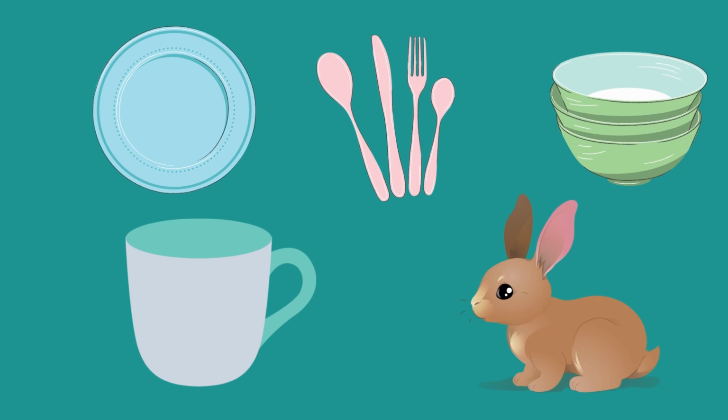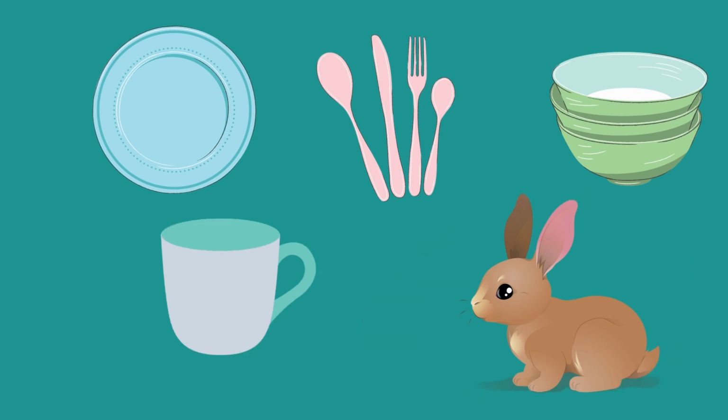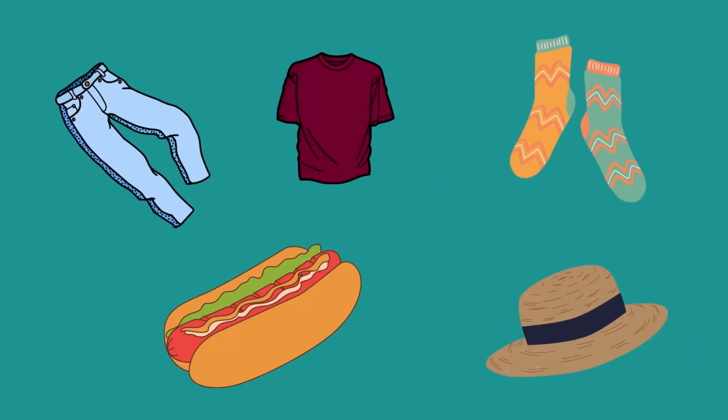We have a plate, utensils that we eat with, a bowl, a cup, and a cute bunny. Which of these items do not belong in our group? Yes, Mr. Bunny does not belong in our group, even though he's very cute. Good job, friends. Our group only has things that we use to eat and drink.